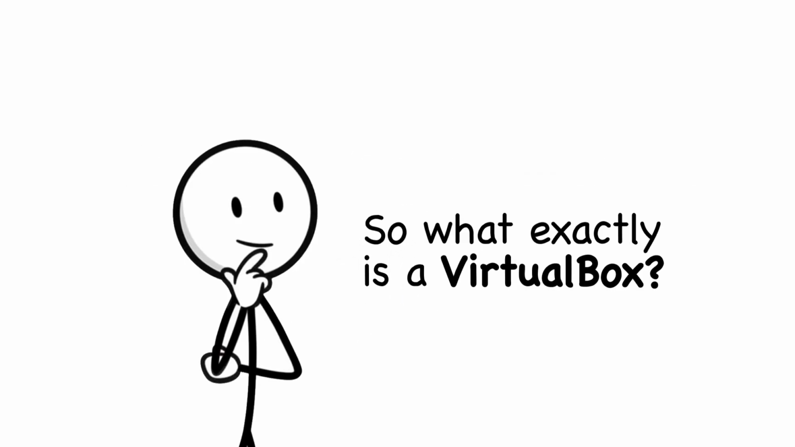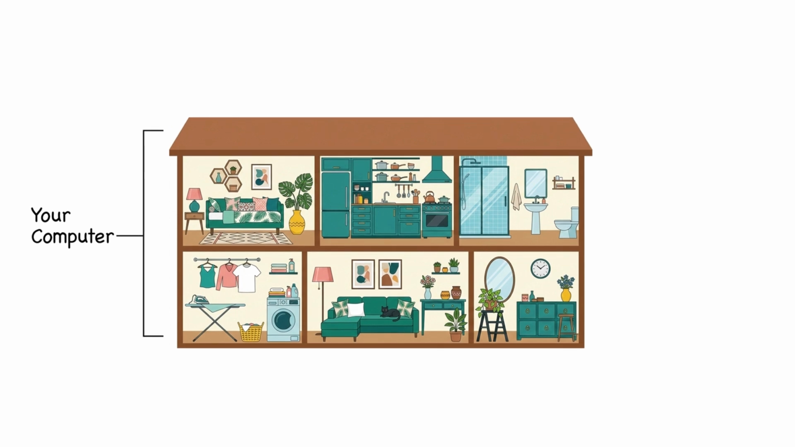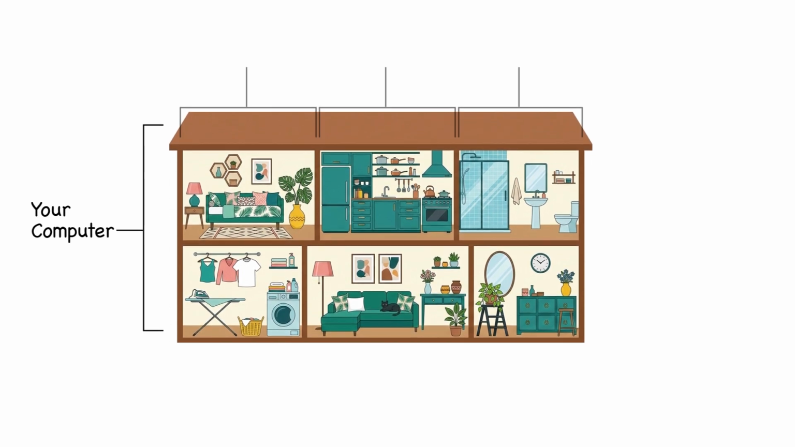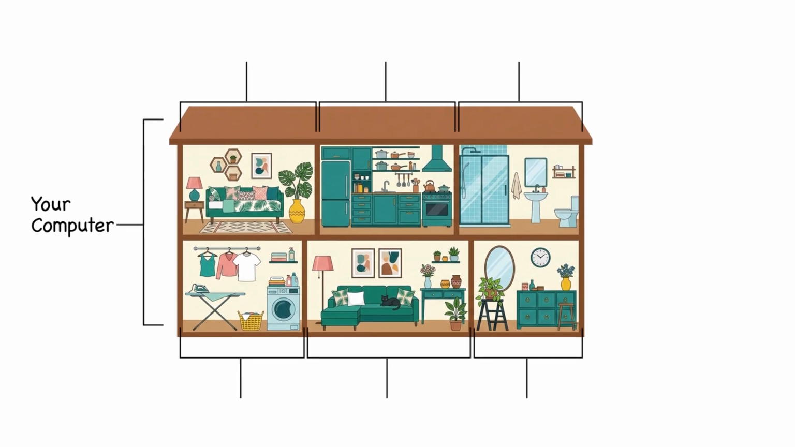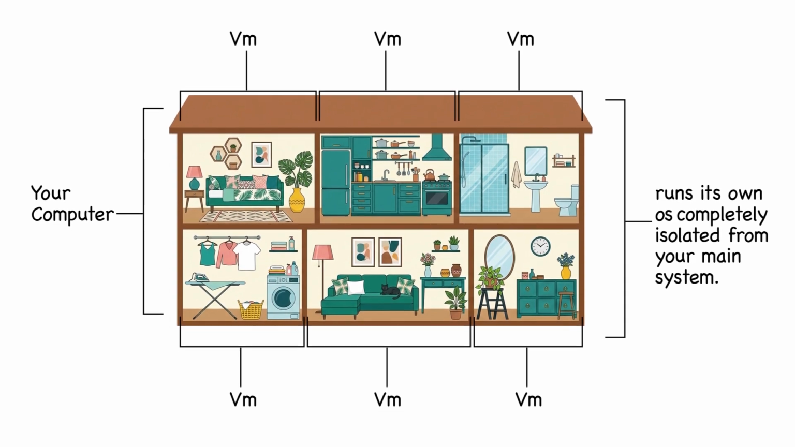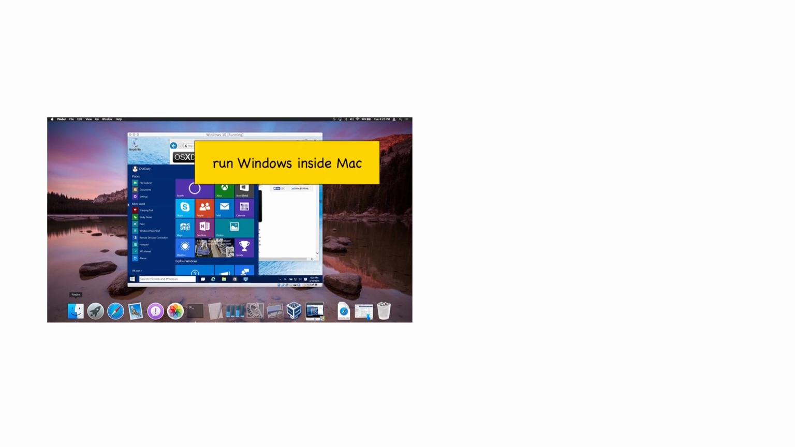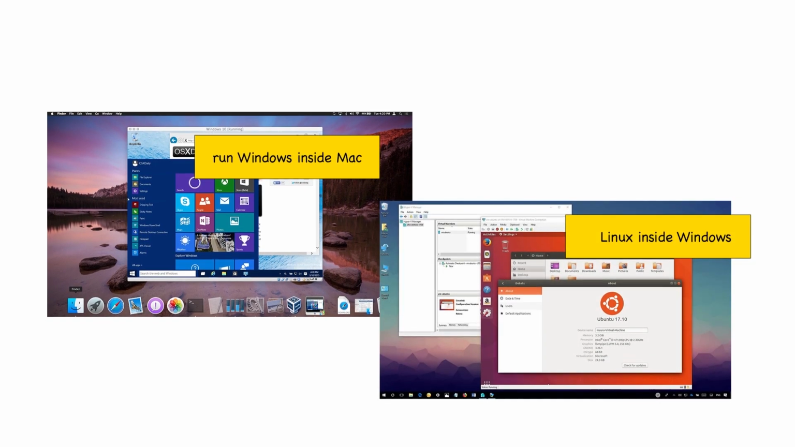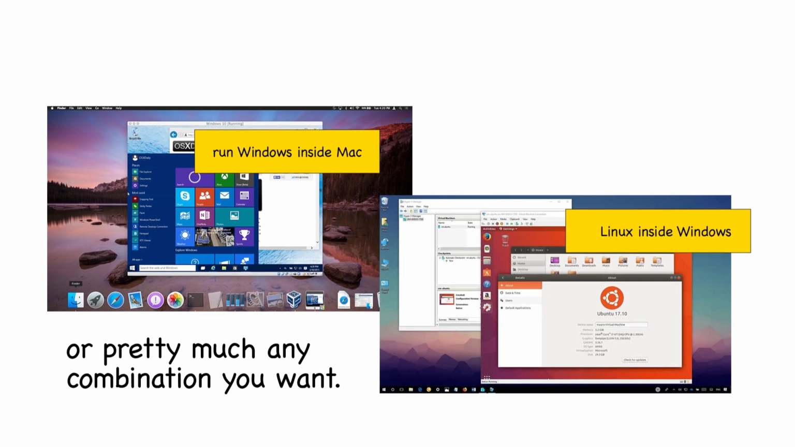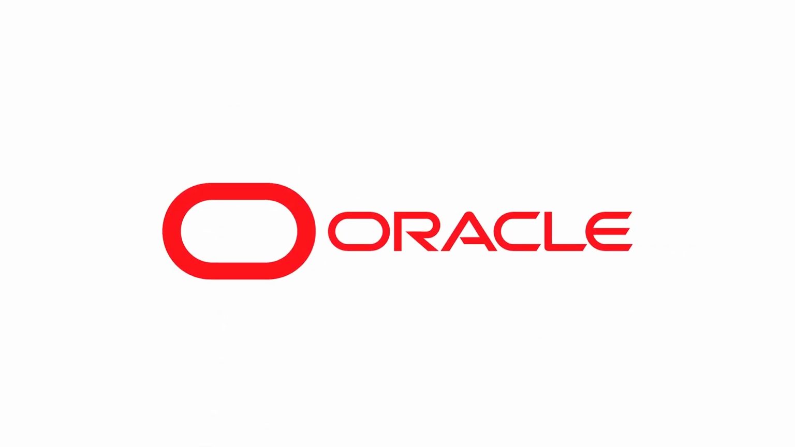So, what exactly is VirtualBox? Think of it like this. Your computer is a building and VirtualBox lets you create completely separate apartments inside it. Each apartment is a virtual machine, or VM for short, and it can run its own operating system completely isolated from your main system. This means you can run Windows inside Mac, Linux inside Windows, or pretty much any combination you want. And the best part? It's completely free and open source, made by Oracle.